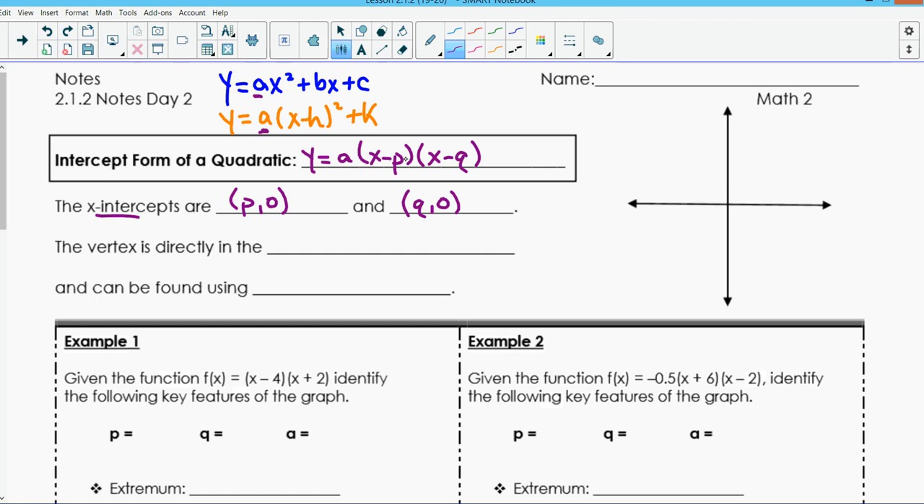Alright, similarities from yesterday's. Notice that it's x minus p, and up here it's x minus h. That means whatever is in these parentheses is opposite, just like over here.